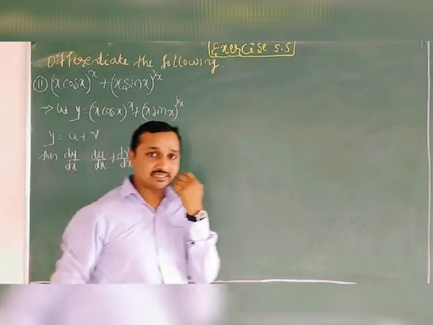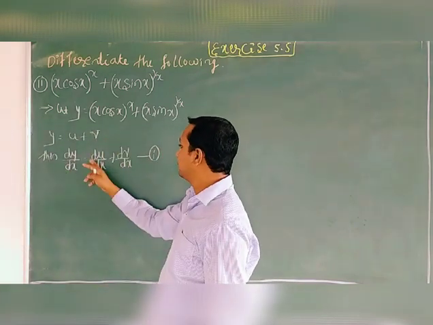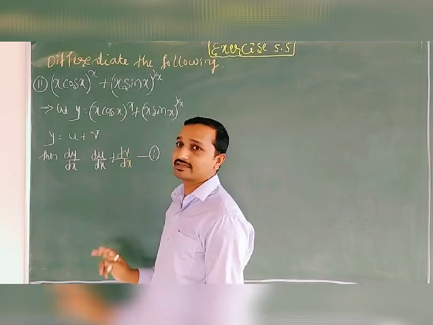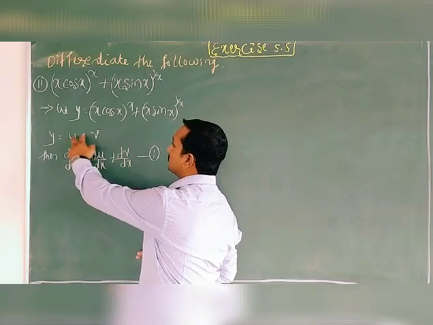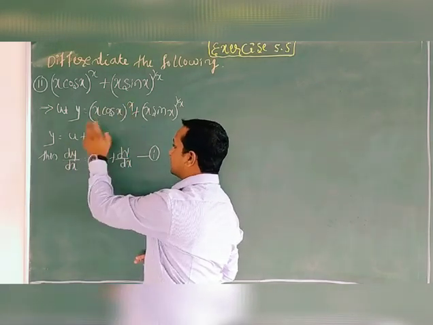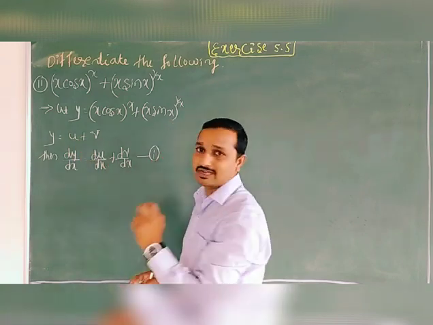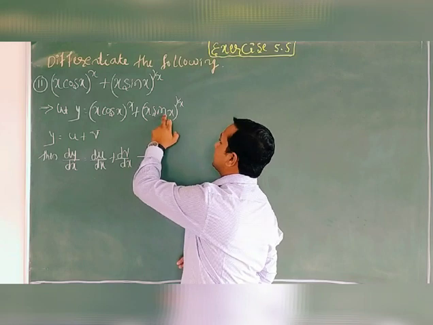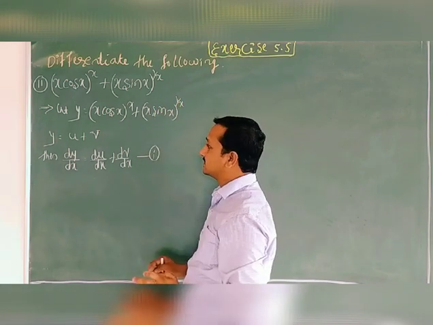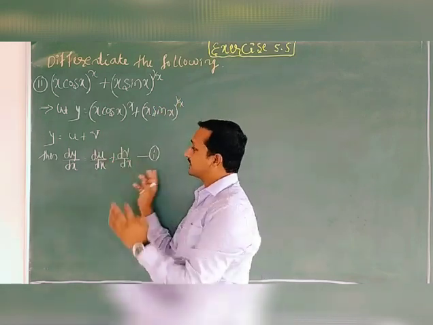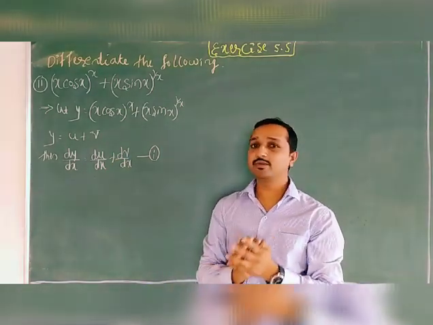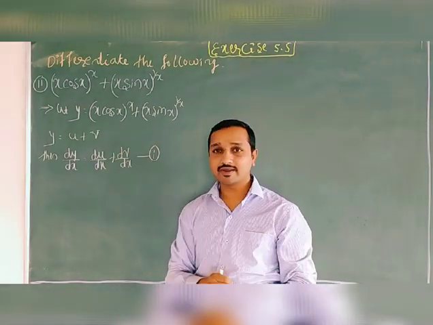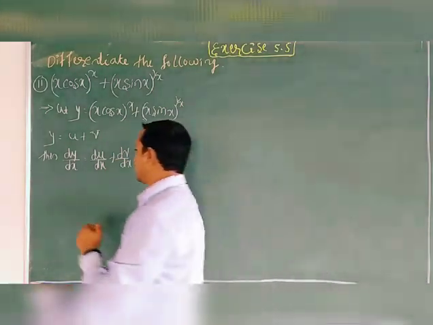So to find dy by dx, we should find du by dx and dv by dx. Let us take u equal to x cos x raised to x, and we find du by dx by applying logarithmic differentiation, and we take v equal to x sin x raised to 1 by x. Then we find dv by dx, then combine both du by dx and dv by dx, and we'll get dy by dx.